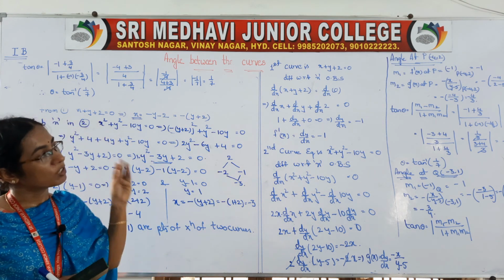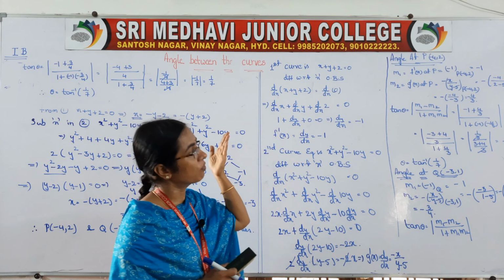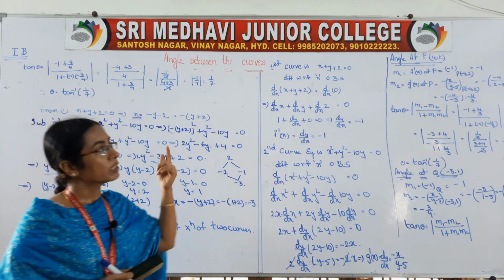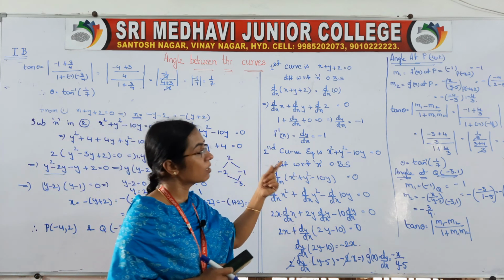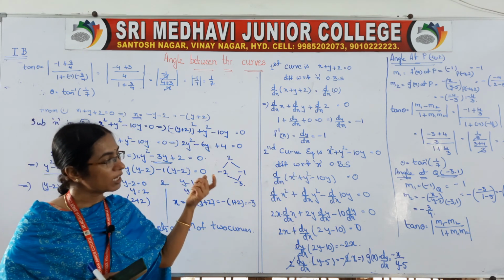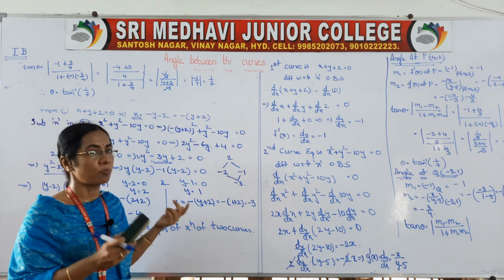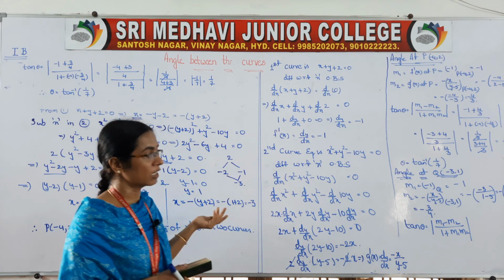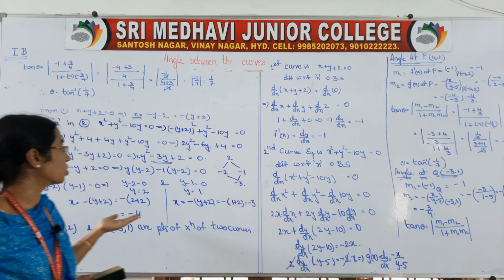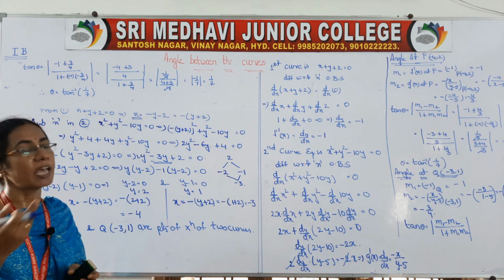How will we find it? First you take the angle at P. So the slope of the first curve, m1 at the point P, and the slope of the second curve at the point P. Once we got m1 and m2, apply the tan theta formula, then we got the angle as tan inverse 1 by 7. Similarly, find the angle at Q, minus 3 comma 1. Same thing, we have to find the slope of the first curve at Q and the slope of the second curve at Q, then substitute in the tan theta formula, and you will get your theta value. So we got the angle at P as well as the angle at Q.